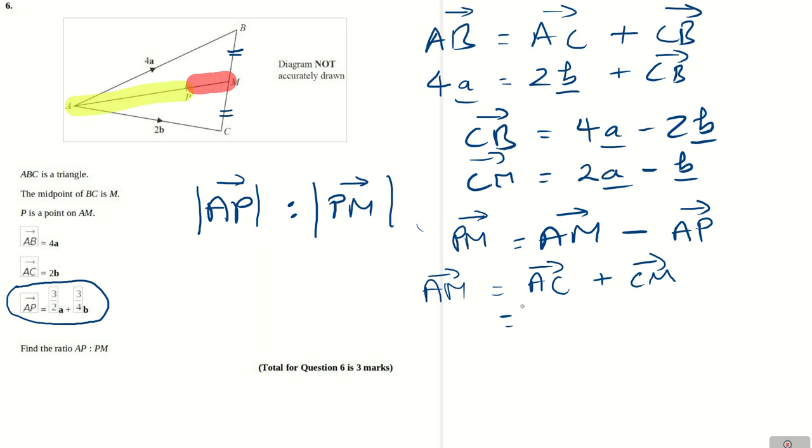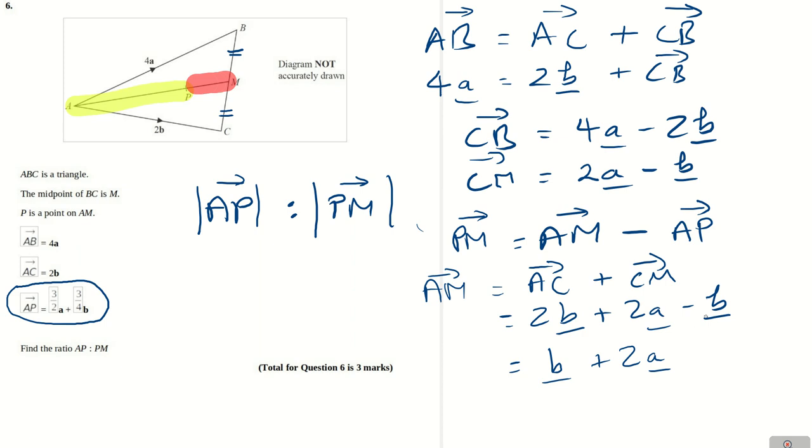Now, from A to C is just 2B, and from C to M we've just worked out is 2A minus B. So if we collect like vectors here, we're going to have 2B minus B is just 1B, plus 2A.